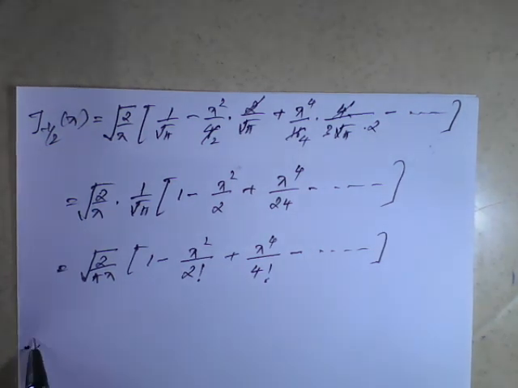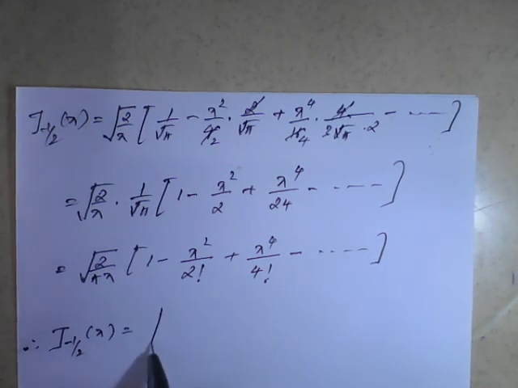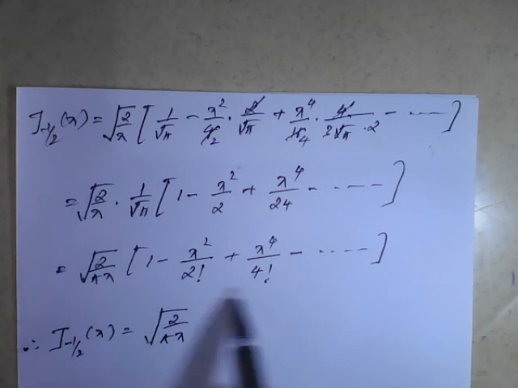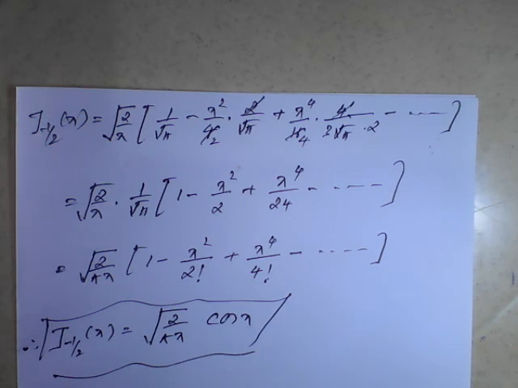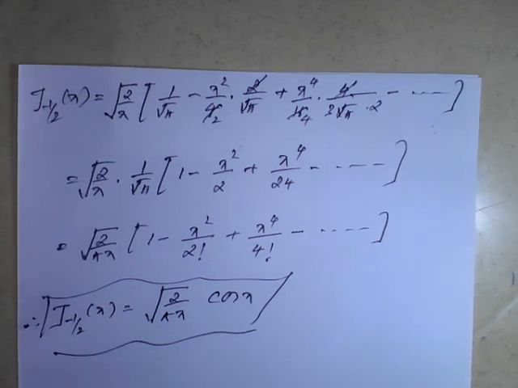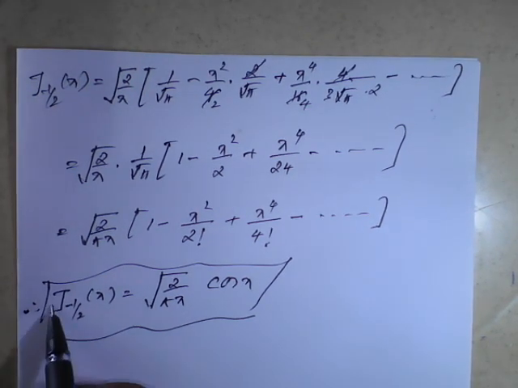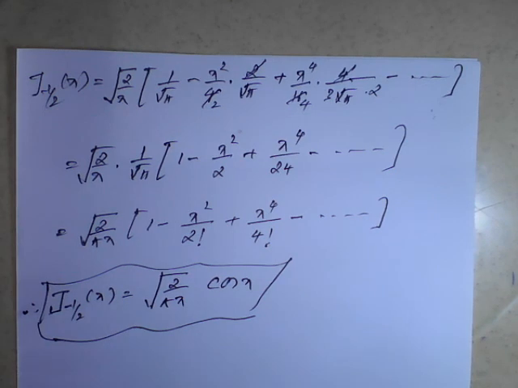So therefore J of minus 1 by 2 of x will become square root of 2 upon pi x. This complete result is a series solution of cos x. So in this way the result is worked out. So hence the result.